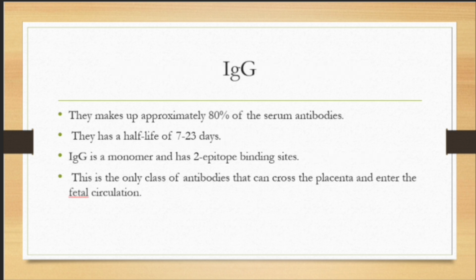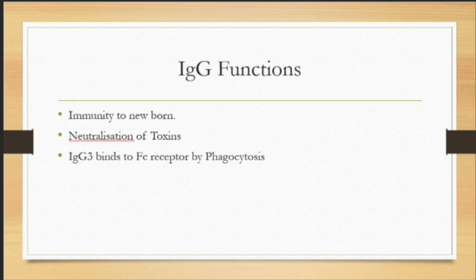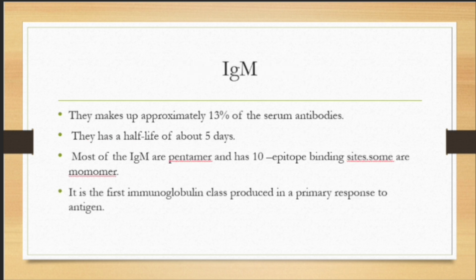First we see about immunoglobulin G. It makes up 80% of serum antibodies. It has a half-life of 7 to 23 days, and IgG is a monomer with 2 epitope binding sites. This is the only class of antibody that can cross the placenta and enter the fetal circulation. Functions of IgG: it gives immunity to newborns, neutralizes toxins, and IgG3 binds to the Fc receptor for the process of phagocytosis.